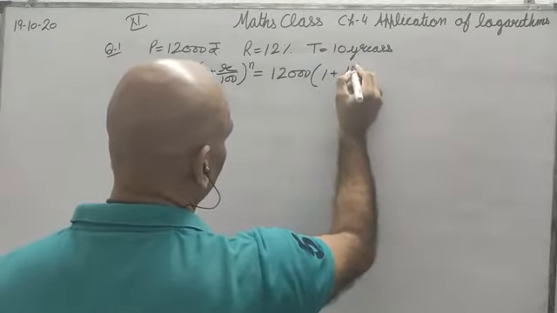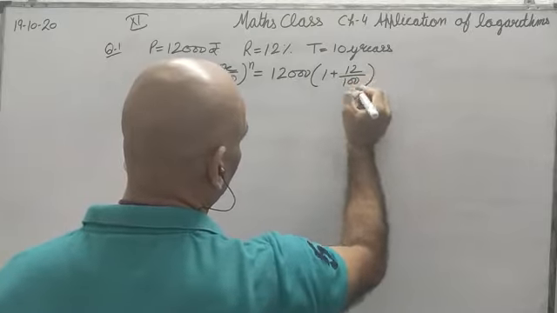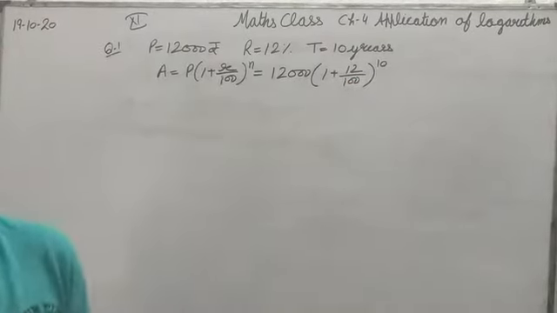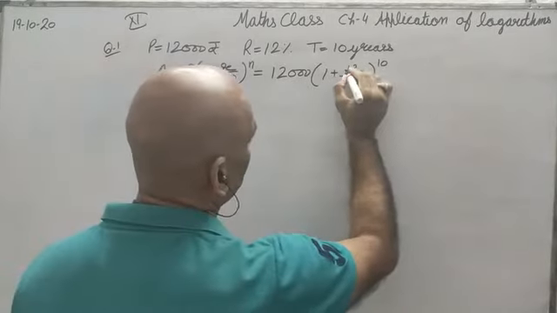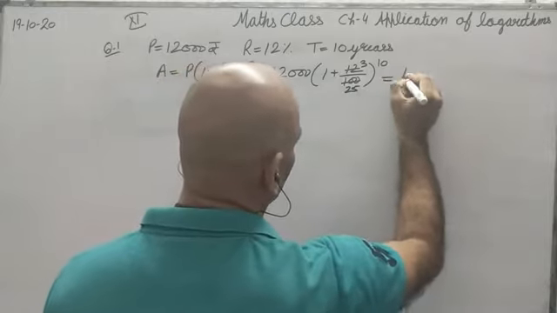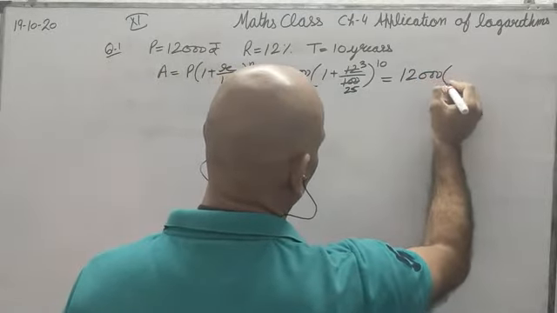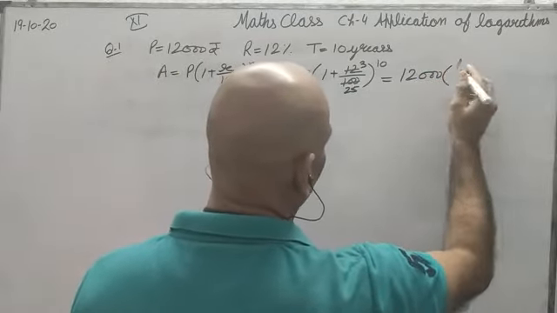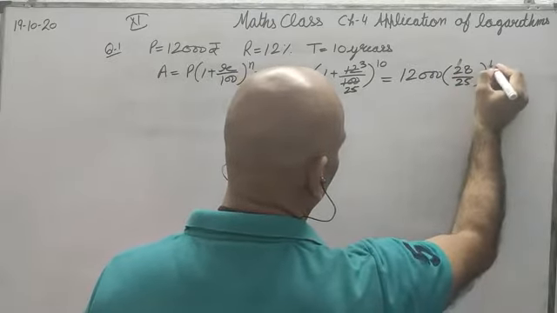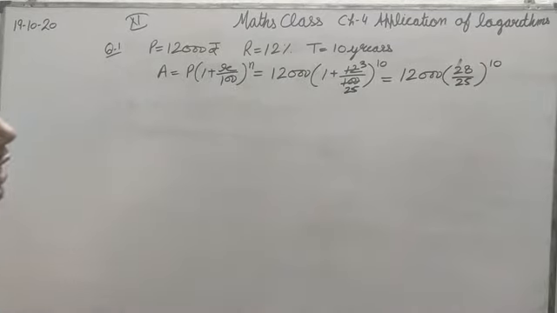1 plus rate is 12 upon 100 to the power 10. Now you can solve it as much as possible. 3 4s are 12, 4 25s are 100, so it will be 12,000 times 28 by 25 to the power 10. Now you take the log of it.